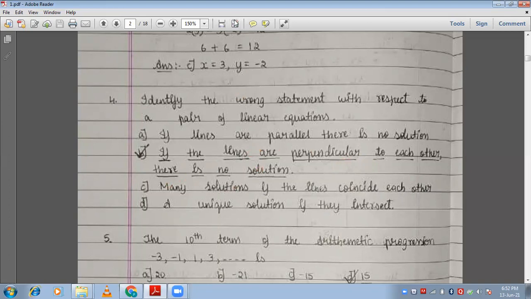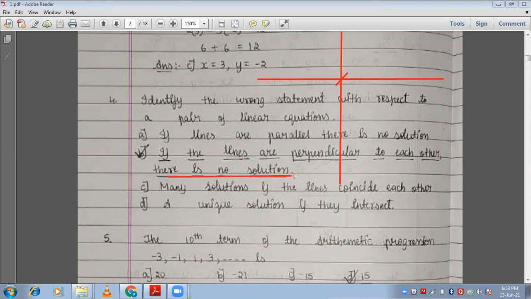No, if the lines are perpendicular, I will show you. This is the first line. This is perpendicular to this one. So how many solutions are present? One solution is present here. But here they have given that there is no solution. Is it right? So option B is wrong.